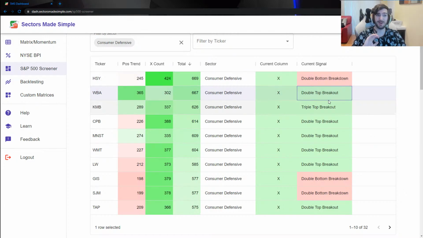You don't need to know what a double top or triple top breakout is. Green values are buy signals. Point and figure buy signals, not my opinion buy signals. Current column, green means X's. It's going up.